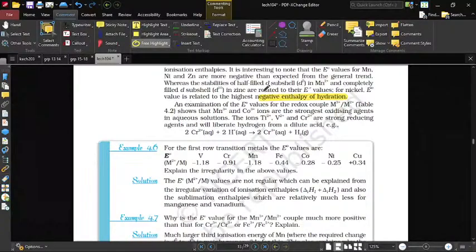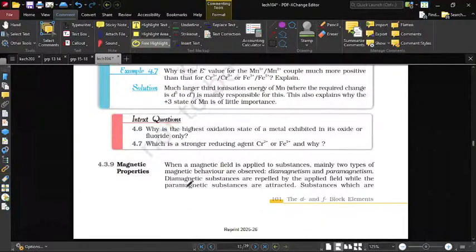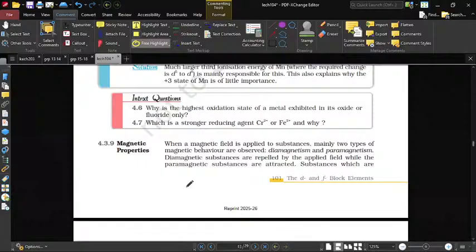An examination of E0 values of the redox couple M3 plus and M2 plus, table 4.2, shows that Mn3 plus and Co3 plus ions are the strongest oxidizing agents in aqueous solution. The ions titanium 2 plus, vanadium 2 plus, and chromium 2 plus are strong reducing agents and will liberate hydrogen from dilute acid. Example: 2Cr2 plus plus 2H plus gives 2Cr3 plus plus H2. Okay, magnetic properties.